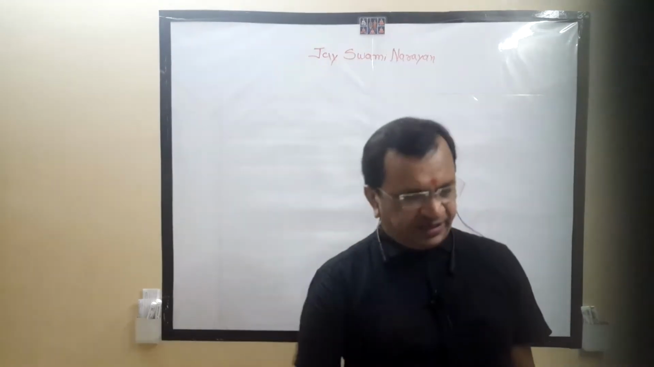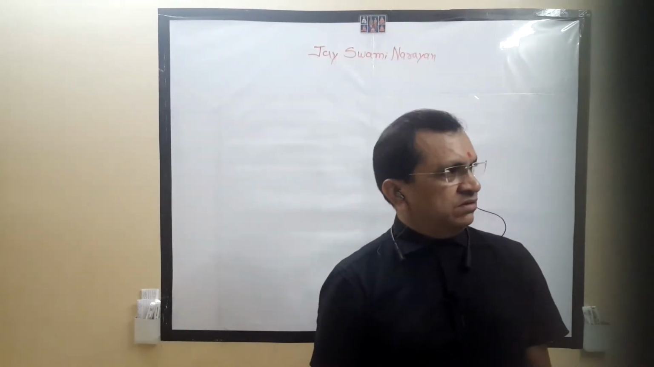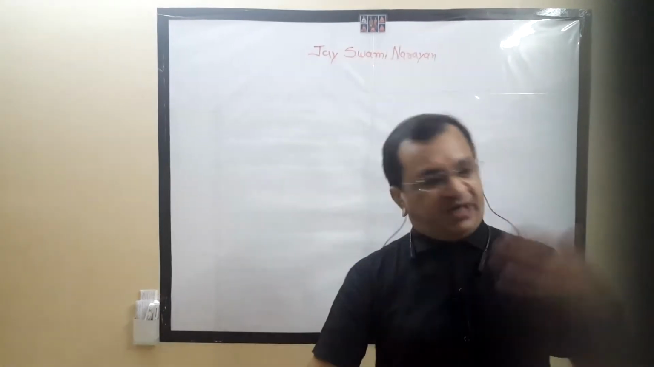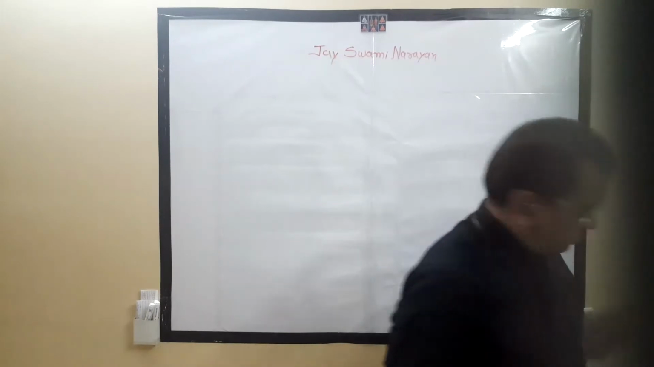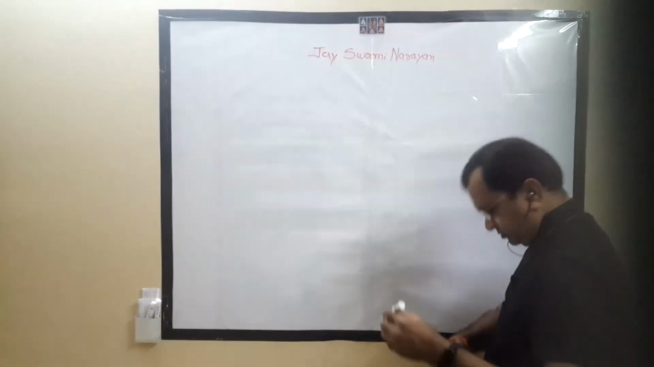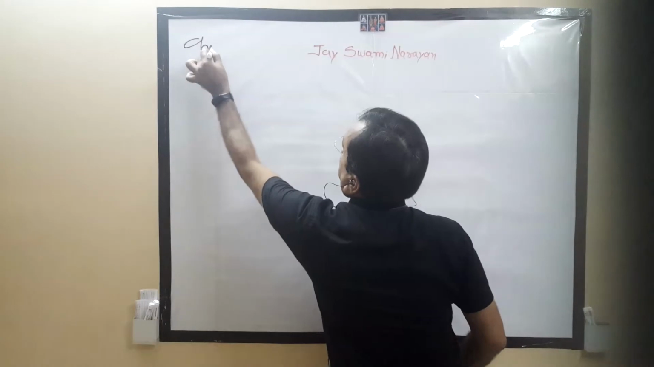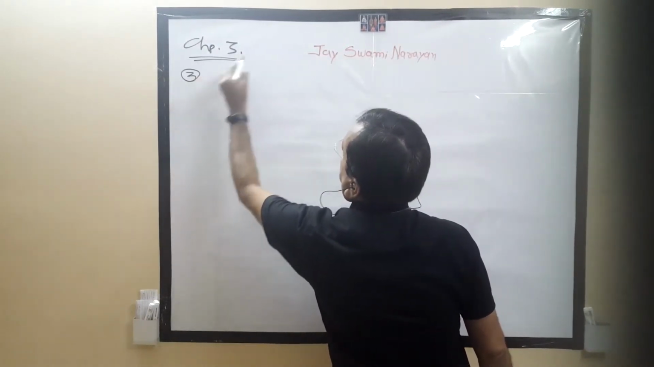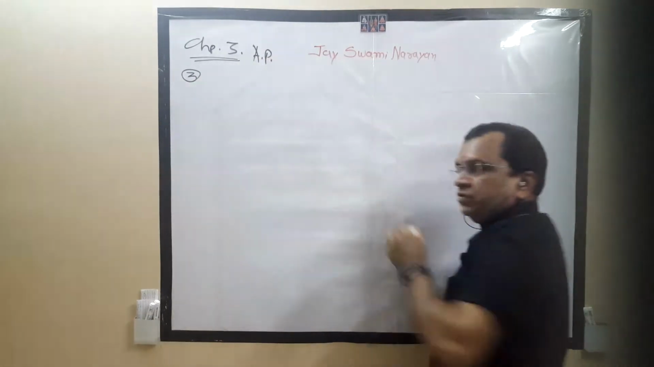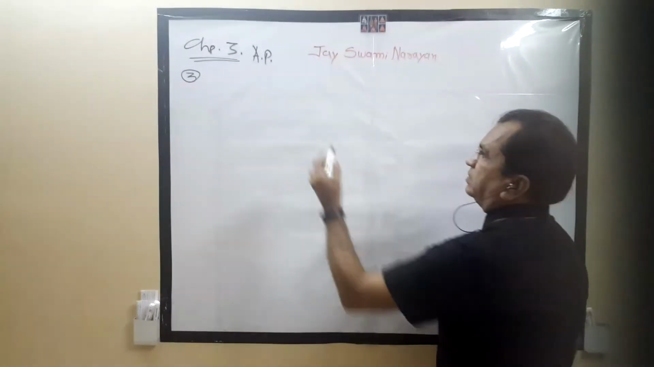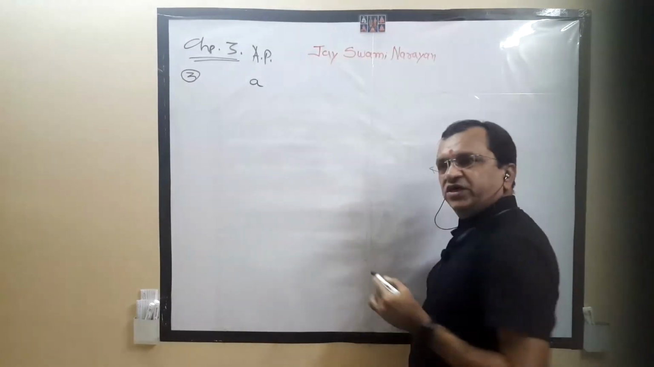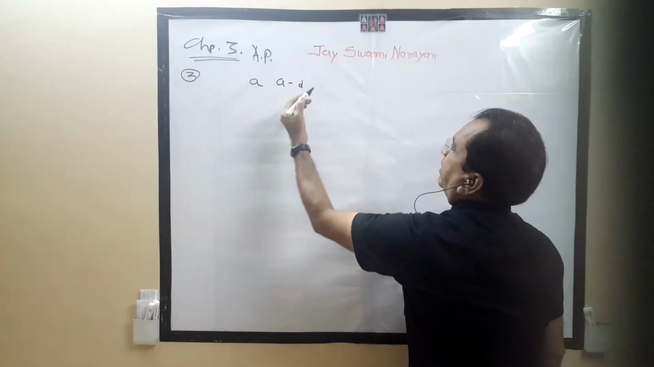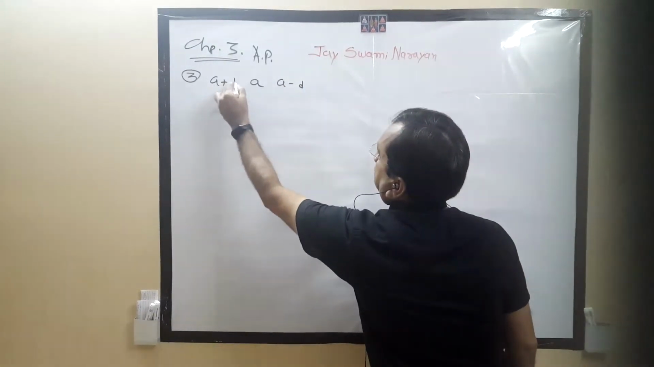In AP, arithmetic progression, one topic remains: the assume method. When you have to assume three numbers, always assume the first or the middle as A, then A minus D, A plus D.